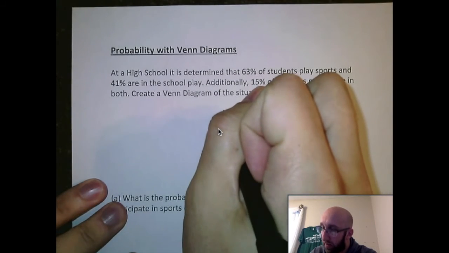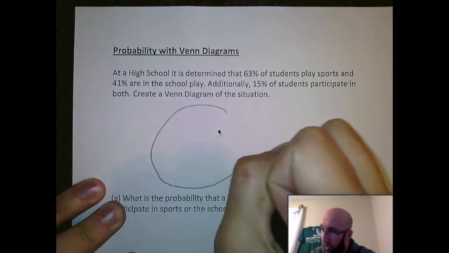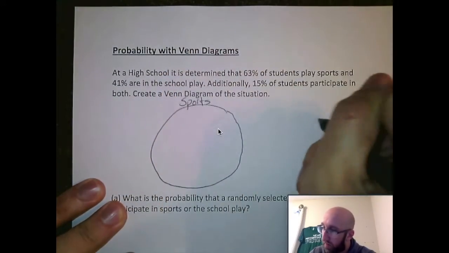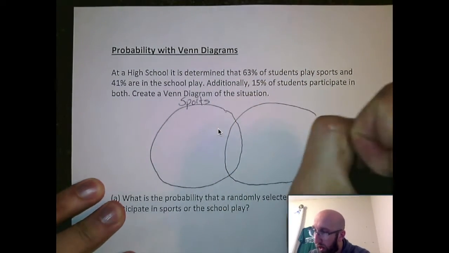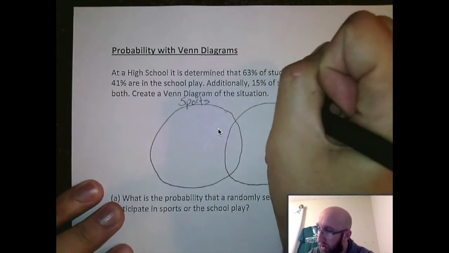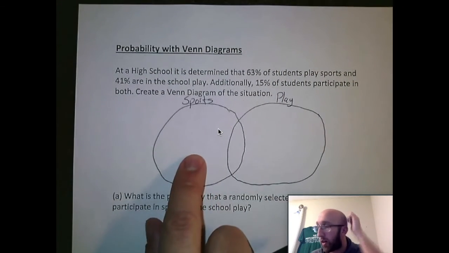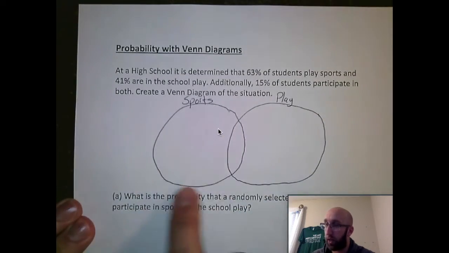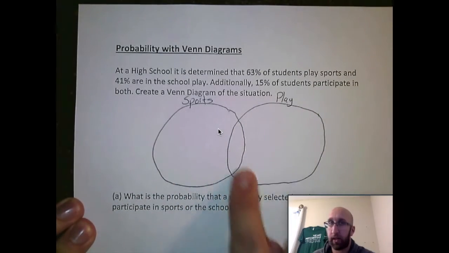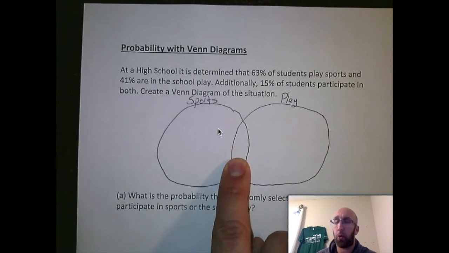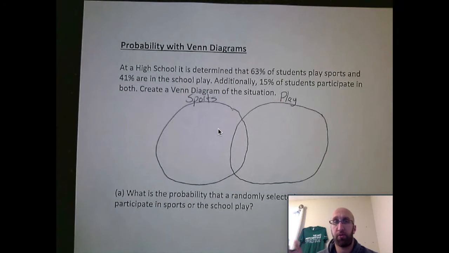So if I'm going to make a Venn diagram, I'm going to make two circles: sports, and then another circle that overlaps. It's a little bit tight there, but we'll be okay. We'll call this one the play. This entire left circle represents all the students that play sports. This entire right circle represents all the students that are in the school play. There's overlap in the middle. That is for the students that do both: the students that do sports as well as participate in the school play.